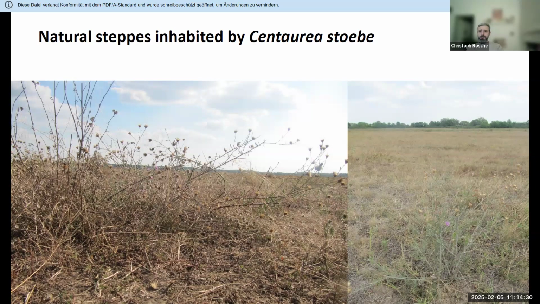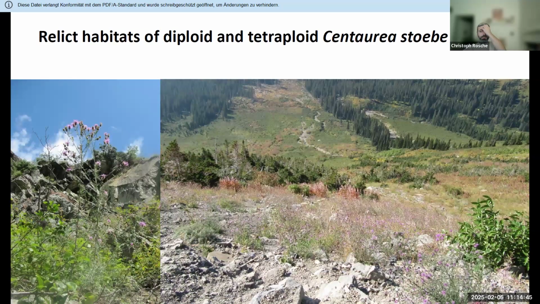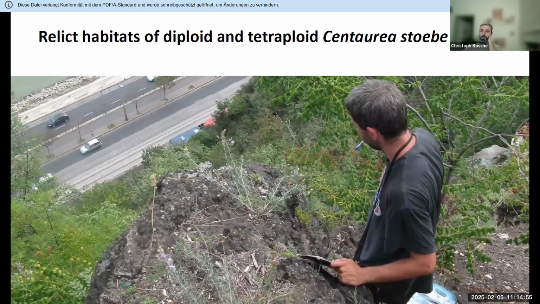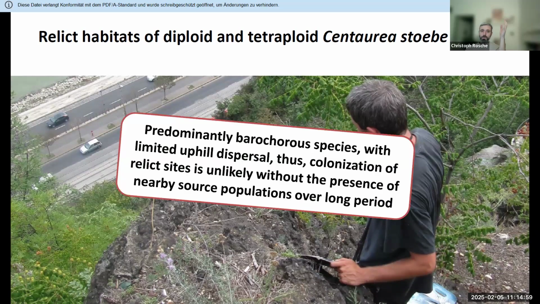The answer is, this is a light-demanding species, and it originally occurred in two main habitat types. First, steppe-like habitats, so dry continental grasslands, like here in a photo in Ukraine. And the second is so-called relict habitats. These can be steep stony slopes, often found in high mountains, as here in the Alps, and rocky outcrops in low mountains or along river canyons.